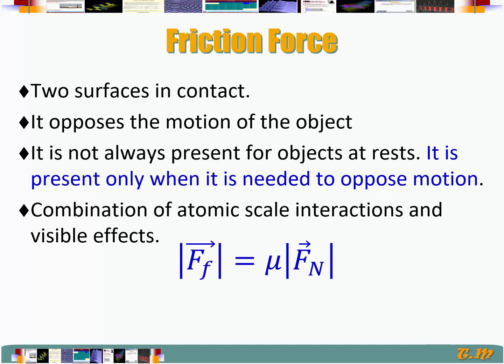In magnitude, the friction force is related to the perpendicular or normal force through this simple expression. Friction force is equal to a coefficient of friction, mu, times the magnitude of the perpendicular force. Mu is going to depend on both surfaces involved.